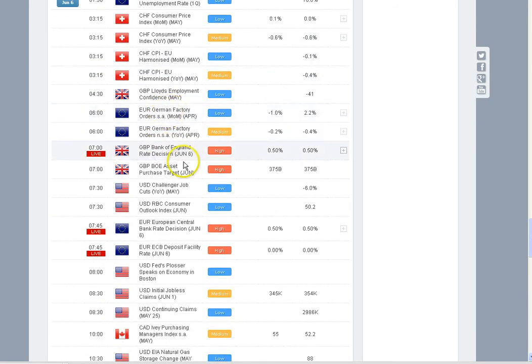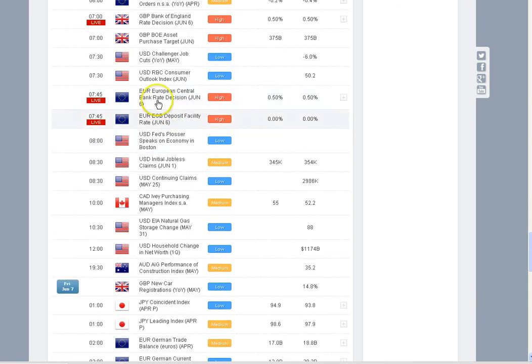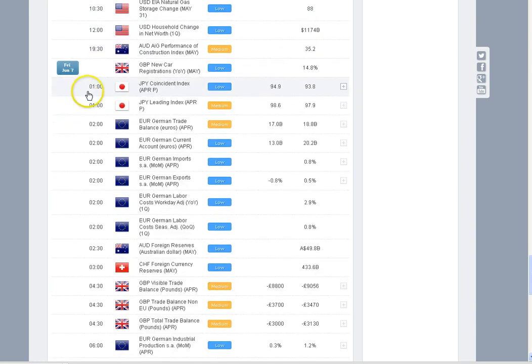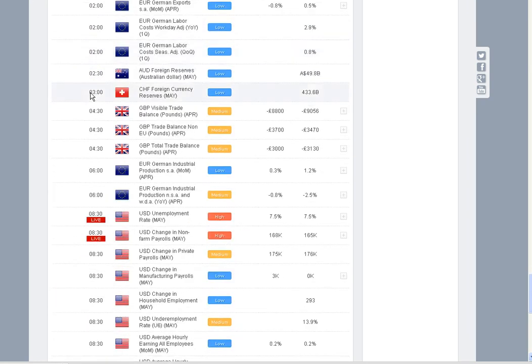Then we come to Thursday, we have two high important things for the pound: the Bank of England rate decision and the BOE asset purchase target. Those can affect your trades at 7 a.m. Eastern Standard Time on Thursday. And then also we have the European Central Bank rate decision for the euro, and the ECB deposit facility rate. That's going to be high importance. Those events will affect your trade. You will see some movement in the market about 7:45 a.m. Eastern Standard Time on Thursday. So watch that. If you're in a trade, I suggest you close that trade and wait.